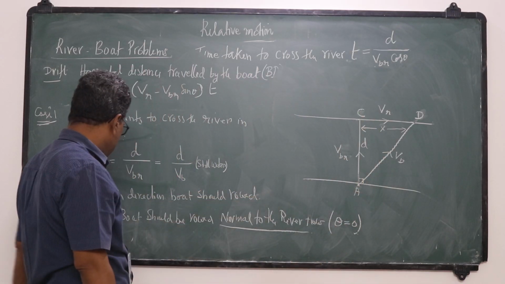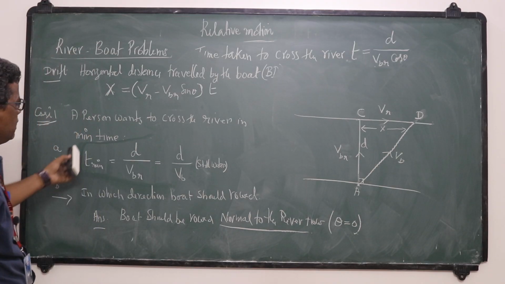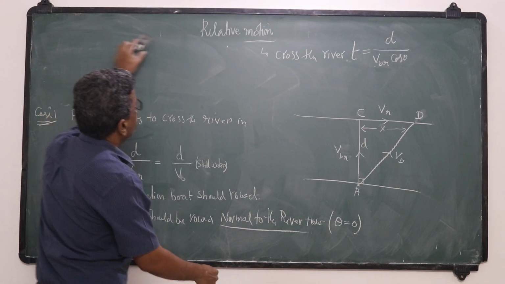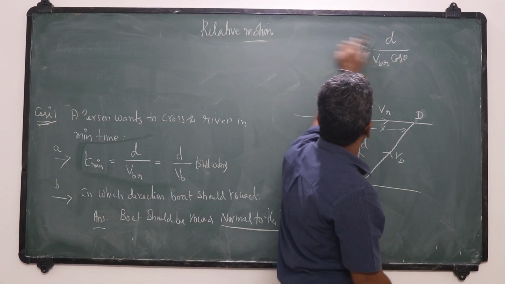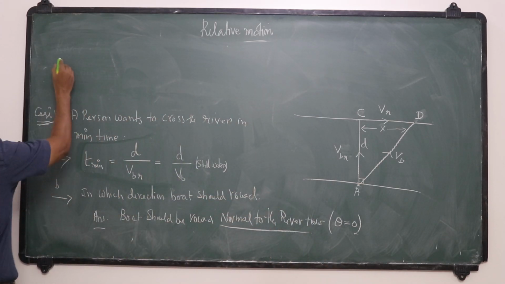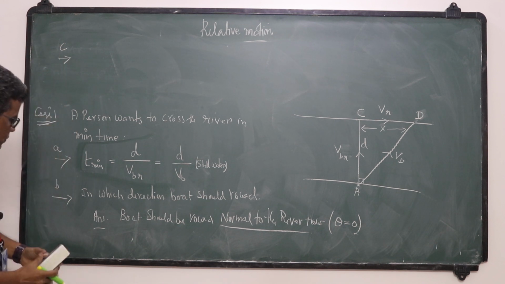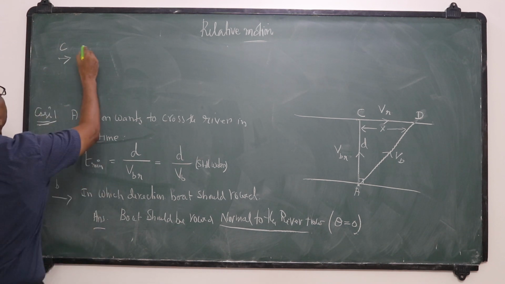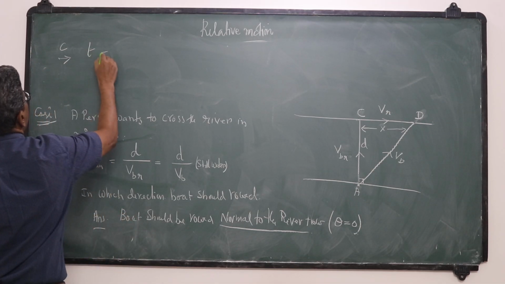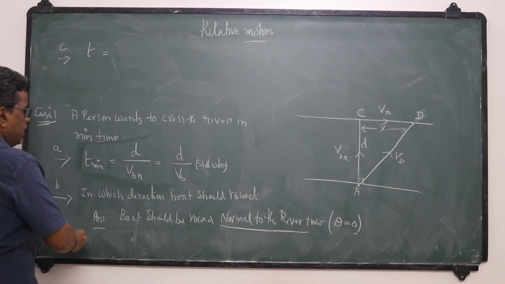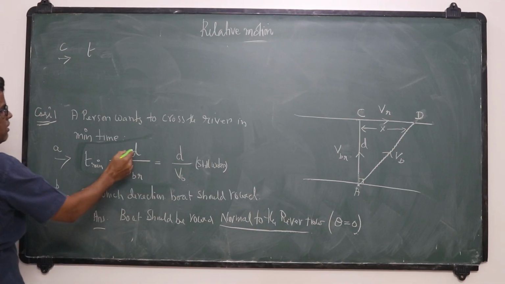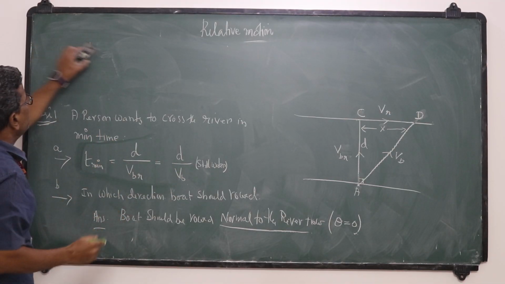Now in this case I want the drift. First, I want the time taken to cross the river. Time taken is already mentioned here, d by VB or d by VBR. So time is already done.